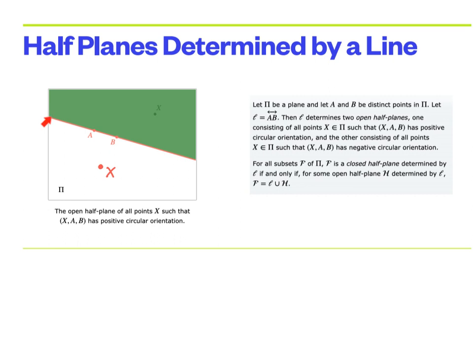But if I did include the line, so it was the line and this open half plane, then we would call it a closed half plane. And that's because all the boundary points that would be on this line would then be included in the figure, so it would be closed.